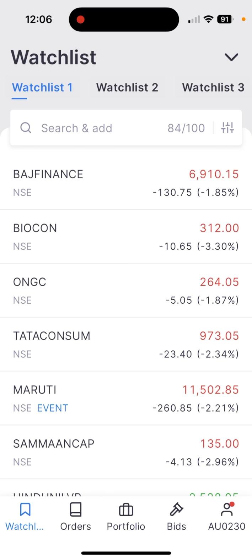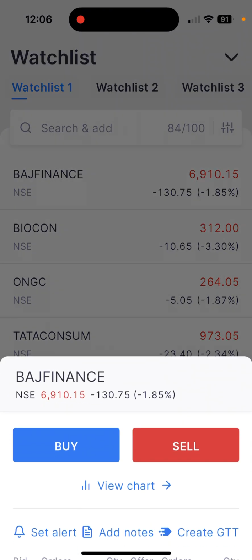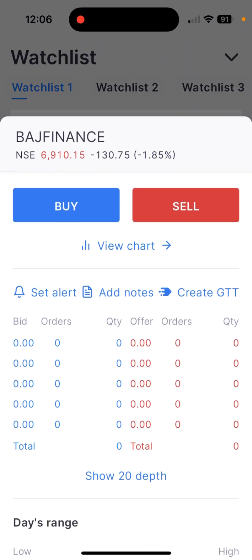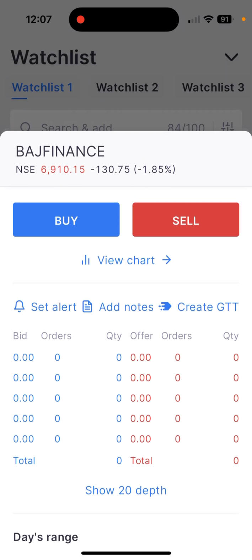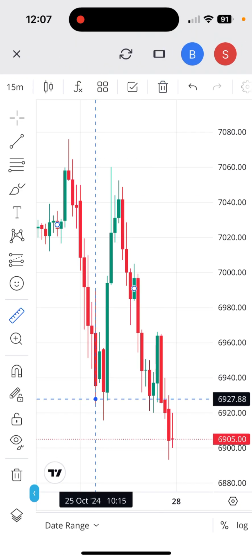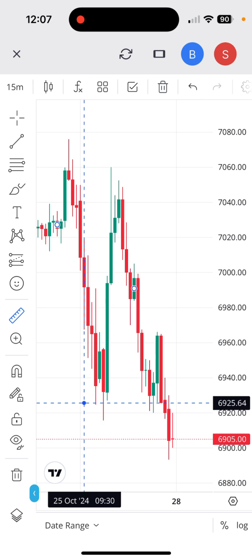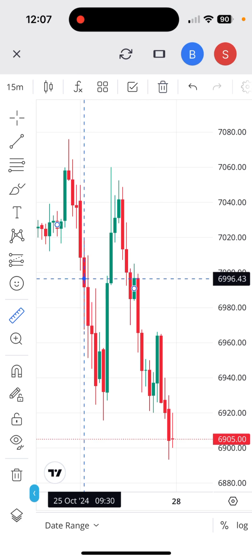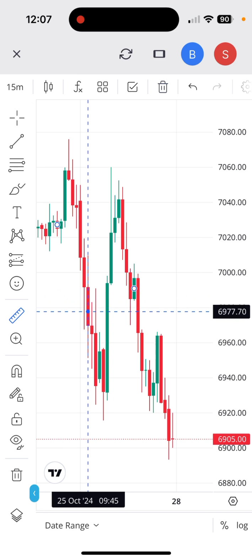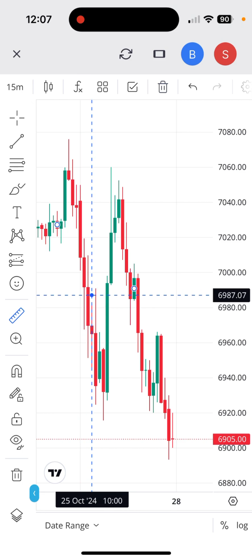Now let us see. These are the stocks in my watch list. Bajaj Finance, first of all. Look at the movement, 6893 to 7059. If I open the 15-minute chart, you can see the candles here. This is the 9:30 candle, and this is the 9:45 candle.